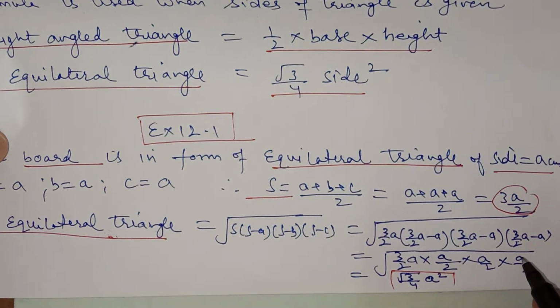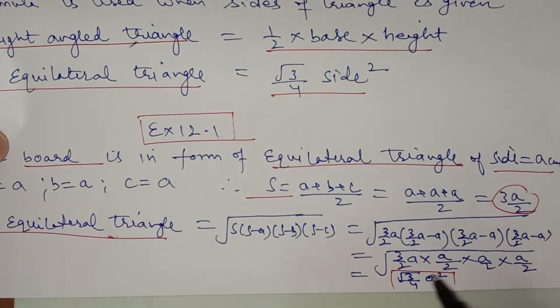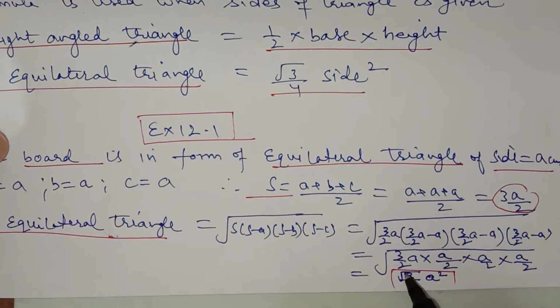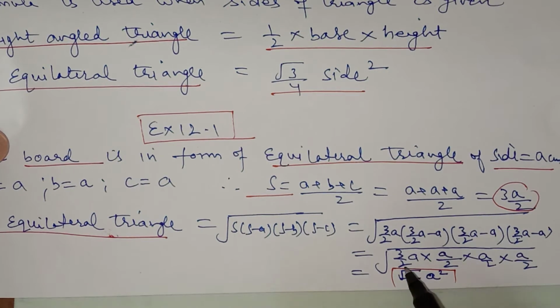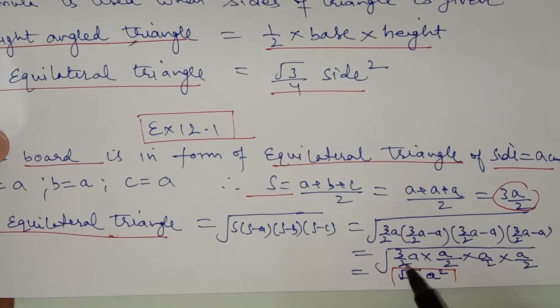So take outside the square root, you will get A square root 3. You take out 2 into 2 into 2 into 2 outside the square root, you will get 4. You know how to find the square root. A into A, 2 into 2, it is 2, and 2 into 2 is also equal to 2.